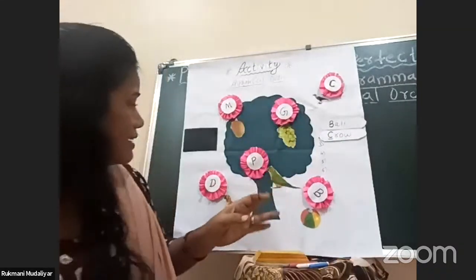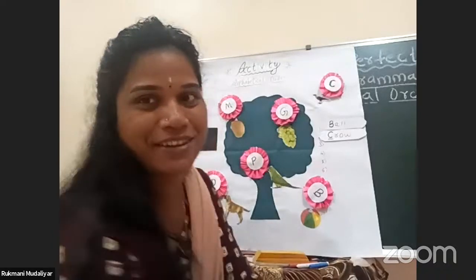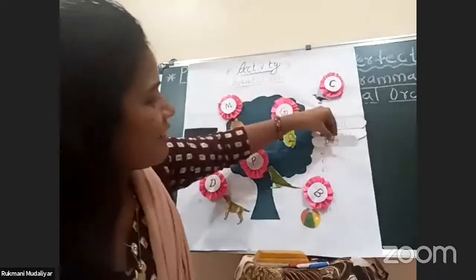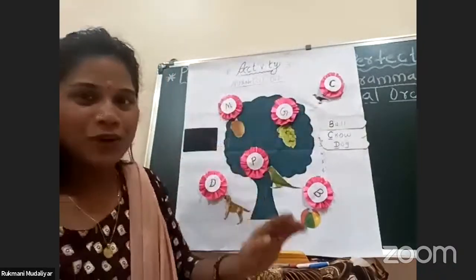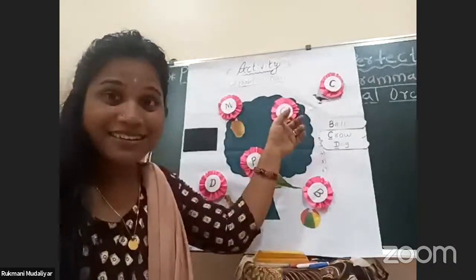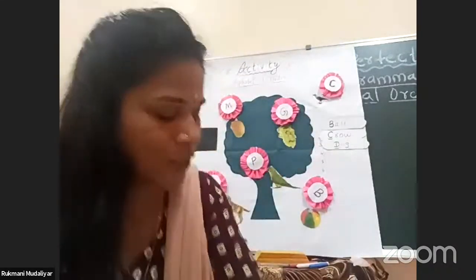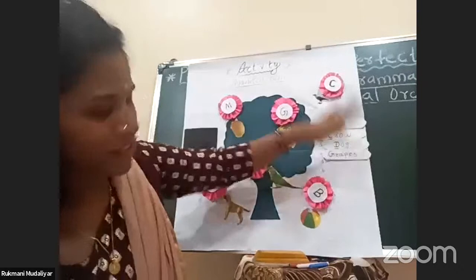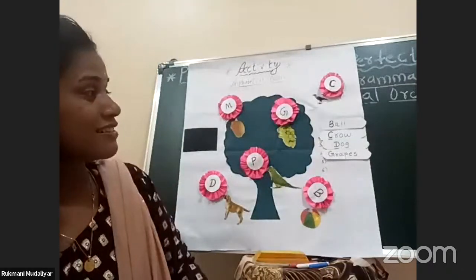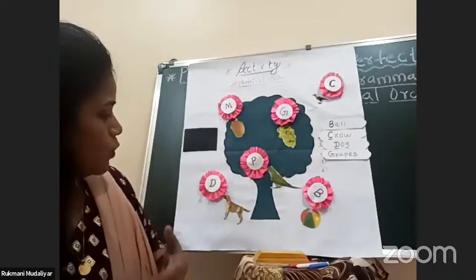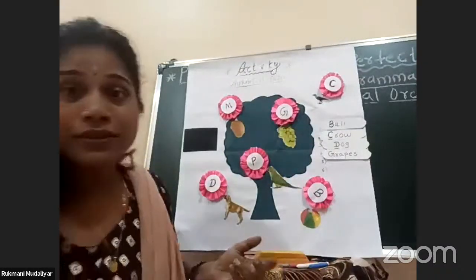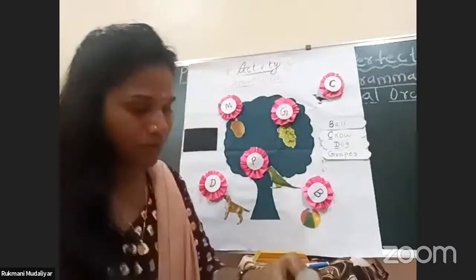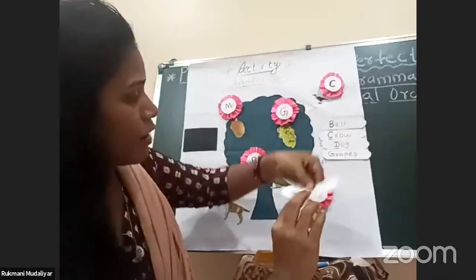Yes, D for dog. Very good. D for dog. So, correct answer. Do you understand now? Yes, D for dog. Then who will come? G is there. Devyansh, correct answer. G for grapes. Now, the grapes will come. Then after that, B, C, D, G, and who is left now? Yes, M. M for mango. Very good. Correct answer. M for mango.